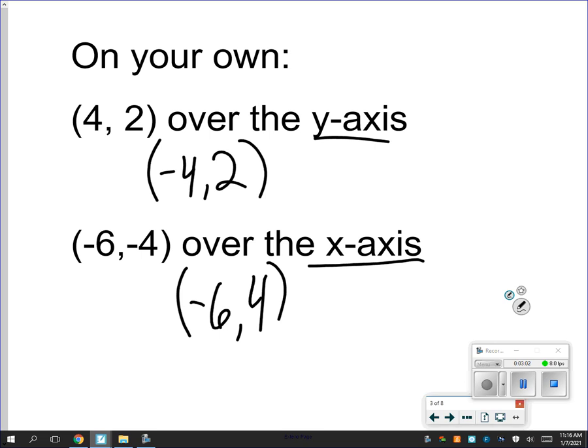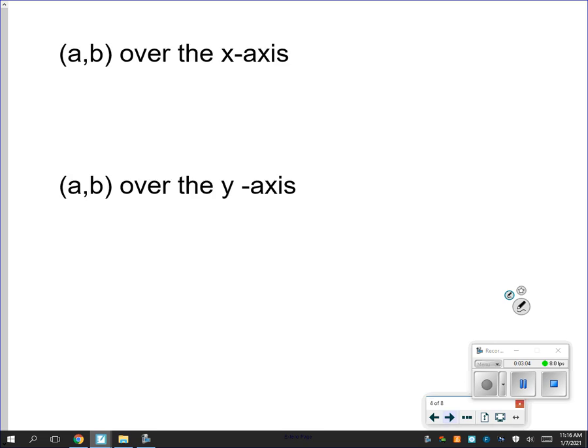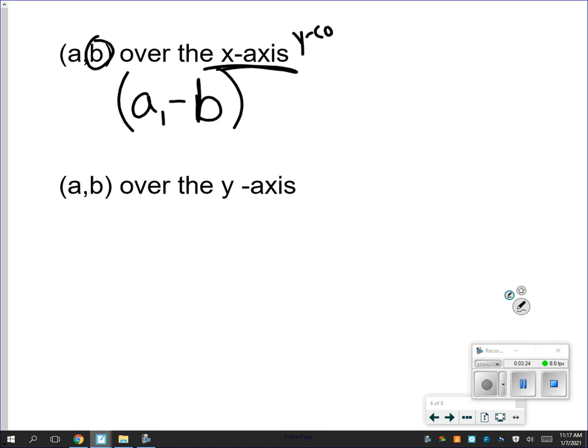Alright? So what would happen if I don't have points at all and I just have letters? A, B over the x-axis. Our rules still apply. When I go over the x-axis, that's my y coordinate changing. So A is my x value, and nothing happens to that. But B, being the y coordinate, will flip its sign. So A, negative B is what happens here.